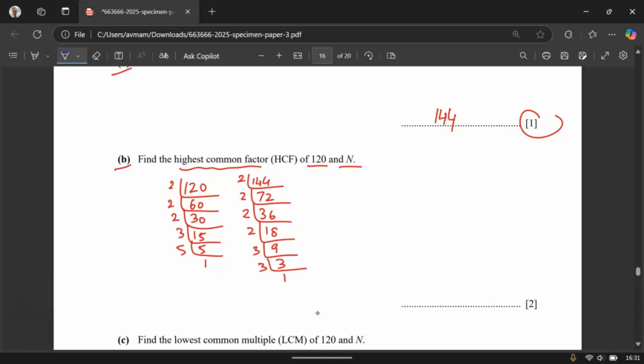Look at the prime factors. There is 2 in 120. There is 2. Pick up all the common ones. There is 2 here. There is 2. There is no more 2. But there is 3. There is 3. So you need to multiply those numbers. 2 times 2 times 2 times 3. This will give you 8 times 3, and that is 24.